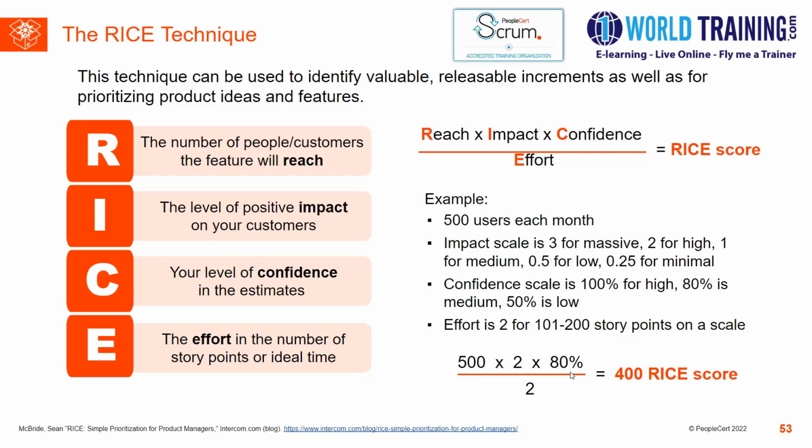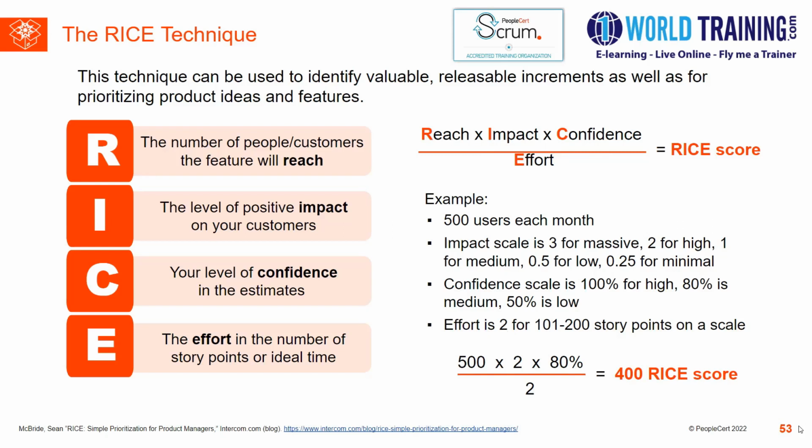Now talking about the overall effort. Effort is basically 2 for 101 to 200 story points on a scale. So you can make effort as 2. Based on this RICE formula, which is reach into impact into confidence divided by effort, you can come up with the overall value as a RICE score of 400.